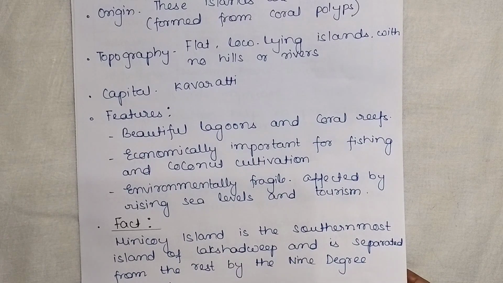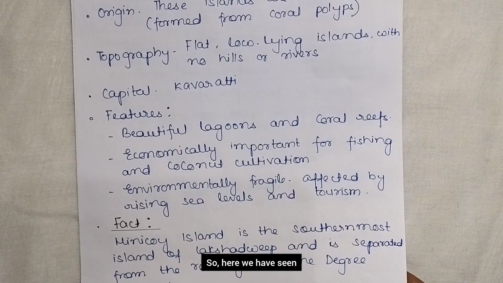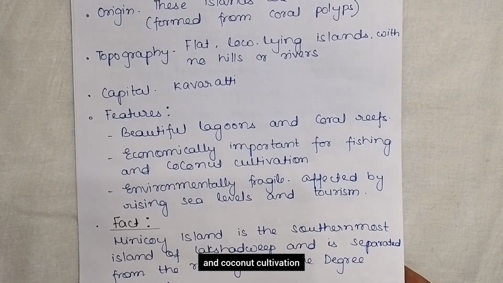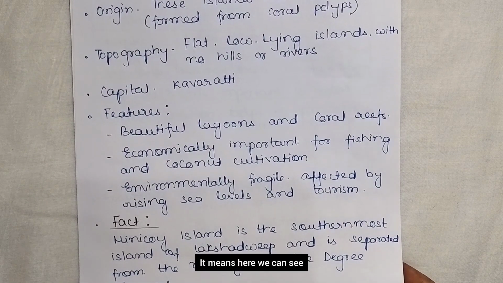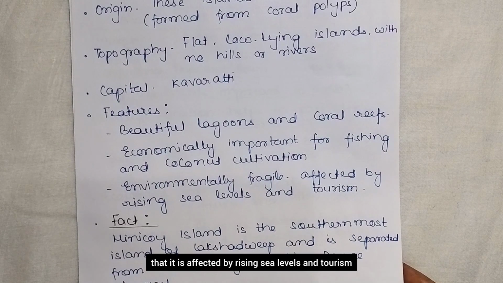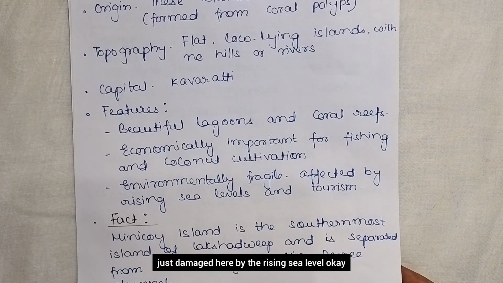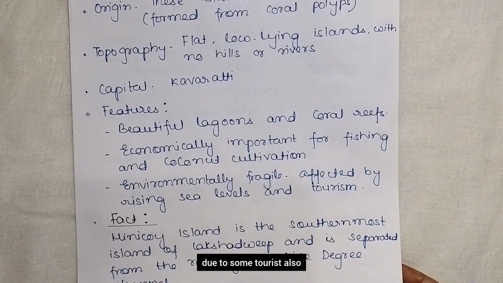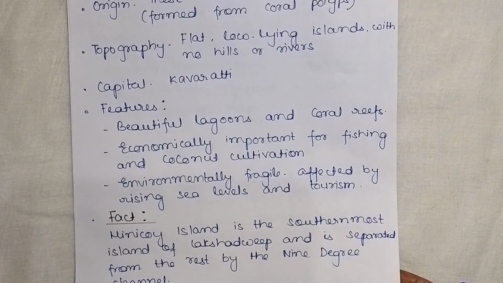Secondly, economically it is important for fishing and coconut cultivation. So here we have seen that economically Lakshadweep Island is famous for fishing and coconut cultivation. And if we talk about it environmentally, then it is fragile. It means that it is affected by rising sea levels and tourism. So the environment is damaged here by the rising sea level, and due to some tourists also, we see some damage to the environment.